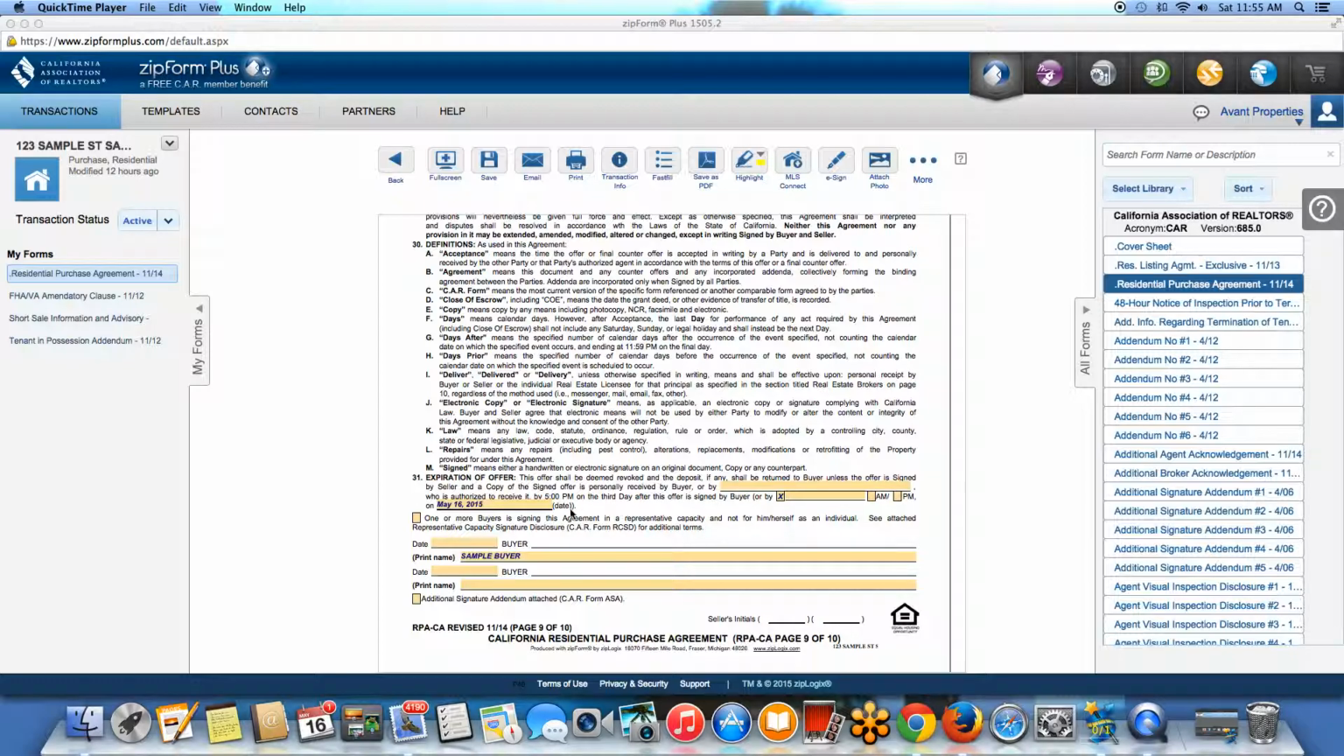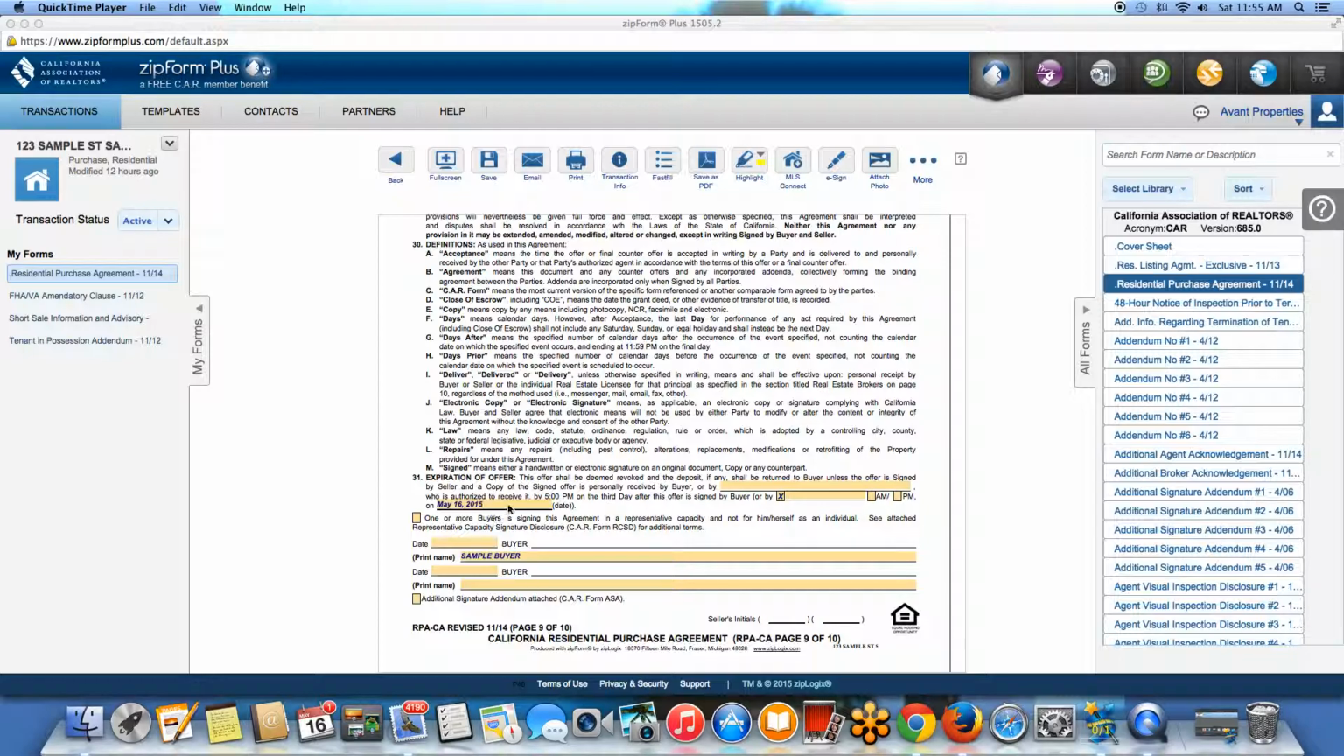This contract is defaulted to 5 p.m. on the third day after the offer is signed by the buyer. Which means that once the other parties receive this contract form, they have 3 days to decide whether they want to counter your buyer or ratify and accept this contract.